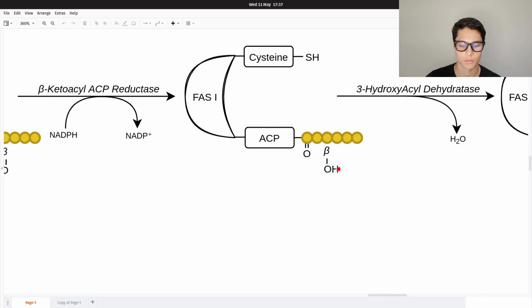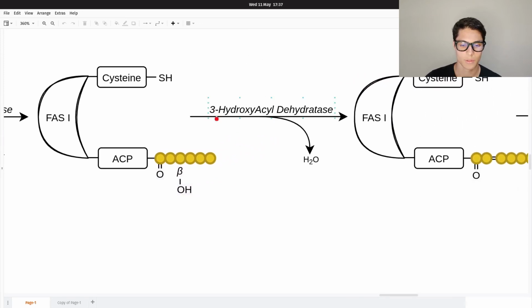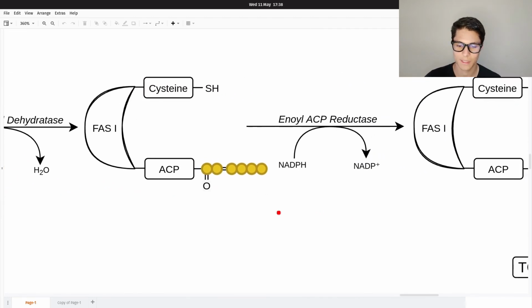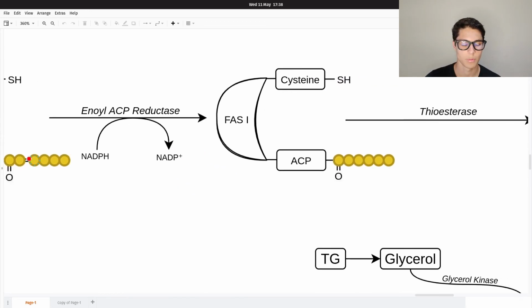And here we have the hydroxy group. Then using the 3-hydroxyacyl dehydratase, we dehydrate this part of the molecule. We get rid of OH and another hydrogen here. We create a water, of course, and a double bond is created. And then we use the enoyl ACP reductase to get rid of this double bond of the enoyl, using, once again, NADPH. When you hear reductase, NADPH is probably playing. And then the double bond is gone.